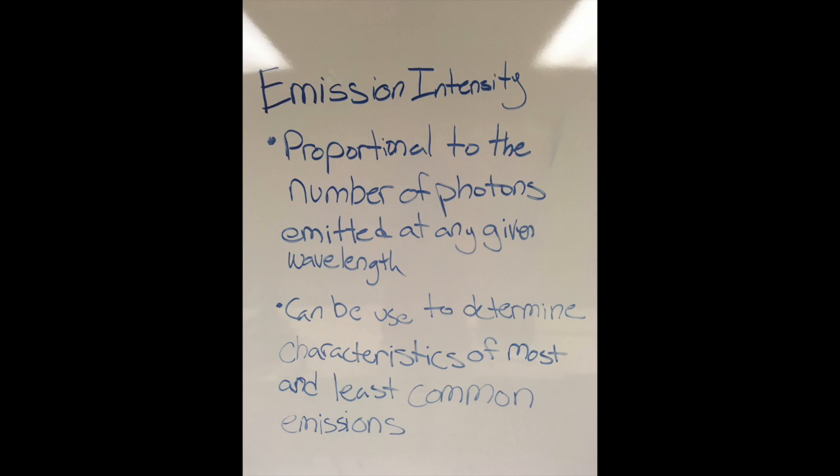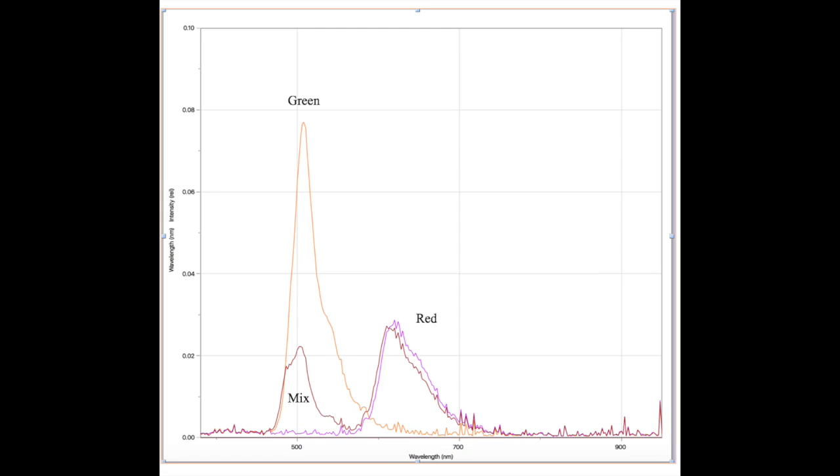It can be used to determine characteristics of the most and least common emissions. In an emission spectra, the peaks and the dips between them tell us a lot about the substance. In our data, one thing we notice is that the peak for green is higher than the peak for red. To understand this, we looked at the absorption spectra.